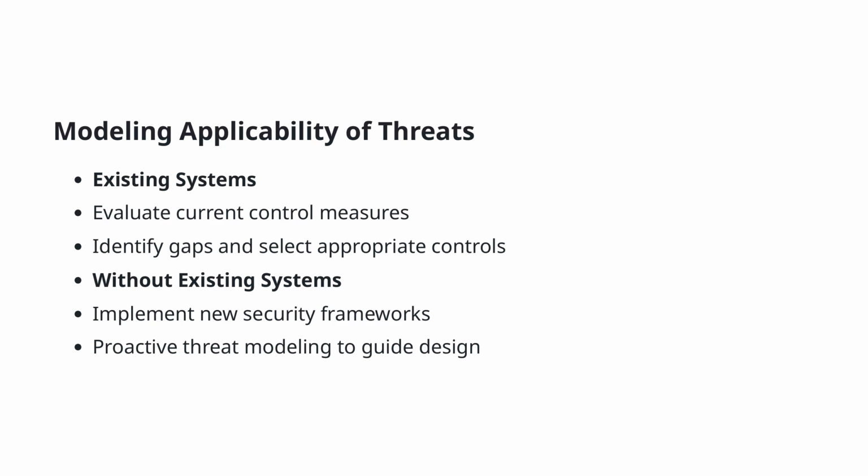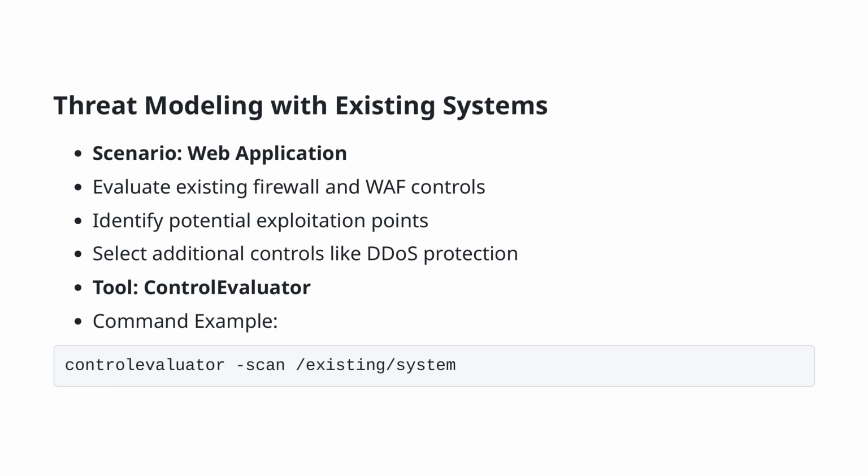prepared for potential threats. In this slide, we will focus on threat modeling with existing systems, specifically using the example of a web application. First, we need to evaluate the current control measures in place, such as the firewall and web application firewall (WAF) controls. By assessing these existing security measures, we can identify potential points of exploitation that malicious actors might target. Subsequently, it becomes crucial to select and implement additional controls to bolster the application's defenses. For instance, adding DDoS protection can further mitigate risks.